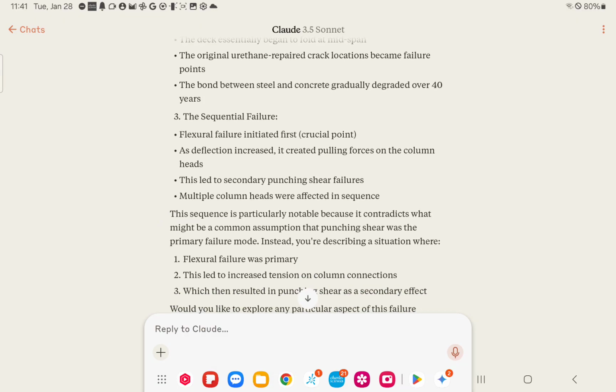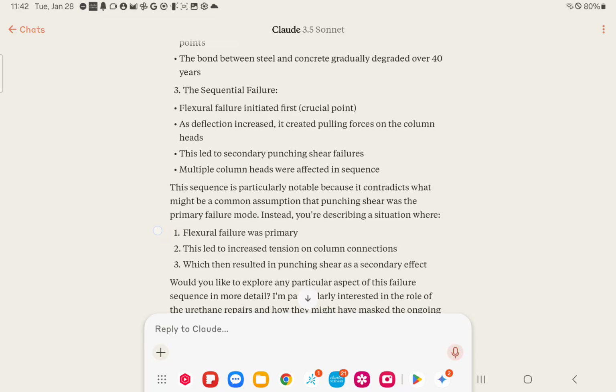This led to secondary punching shear failures. There we go, guys. That's what I'm trying to describe to you. We're seeing if Claudia bites back. So far, not. Multiple column heads were affected in sequence.